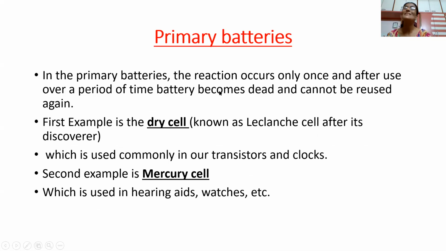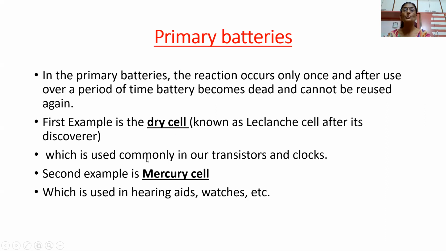Like we use pencil cells in wall clocks or in remotes and all. So they are primary batteries. Once they are finished, they will become dead. We cannot reuse them again. They are known as primary cells or primary batteries. An example of a primary battery is the dry cell, which is called the Leclanche cell after the name of the scientist.